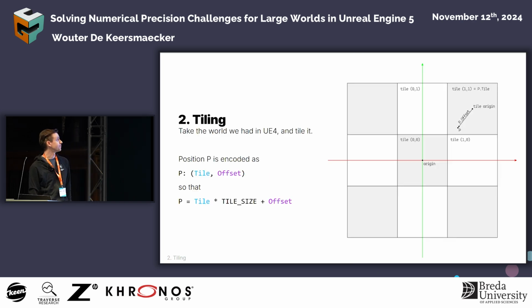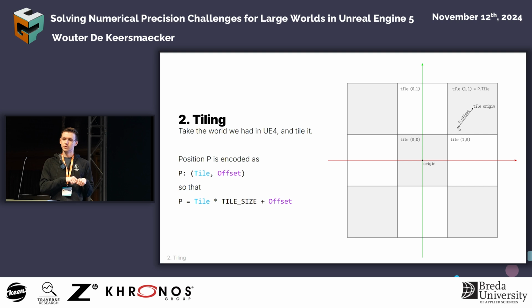Okay, idea number 2. If we were happy with the world in Unreal Engine 4, but it's just too small, why don't we just tile it? We can take that world and repeat it in a tiling fashion. If we have a point in the world P, we rename that original coordinate to be called offset, and then we add an extra float to that, which we call the index value, or tile.